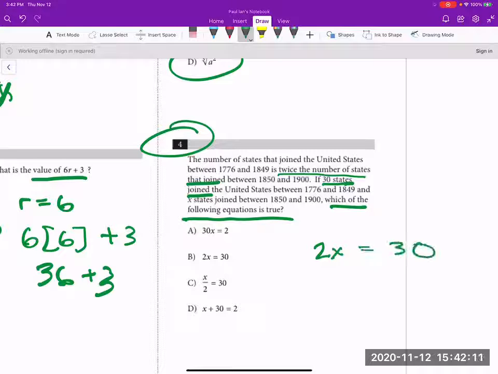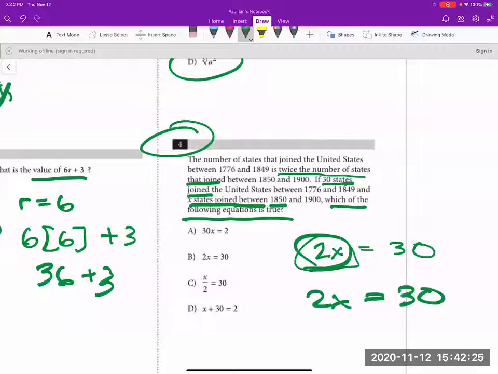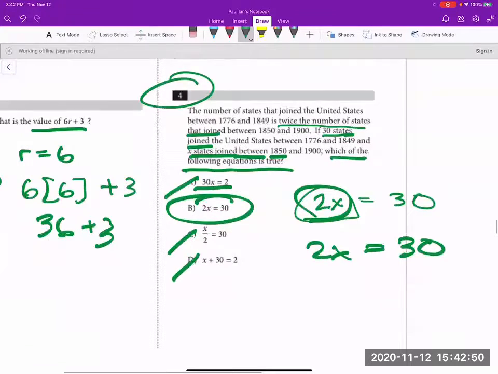So twice the number would be this guy, right? Because X is the one that joined between 1850. So it's twice the number of that. It would be 2X. And then if 30 states join, it'll be that. And then you just look at what you have. So what you have here is this guy. So that's the reason why. All the other ones don't really make sense. This one is not the right one because it's not saying 30 times the number that join. And this one is not the right one because it's not half. It's twice the number. This one doesn't make sense, yeah? Okay.